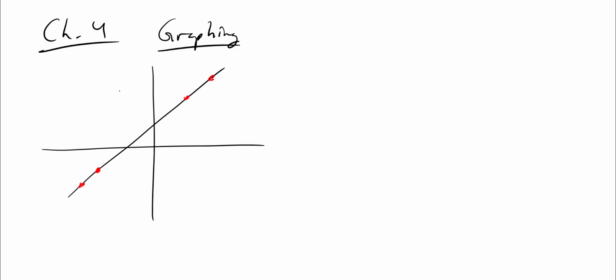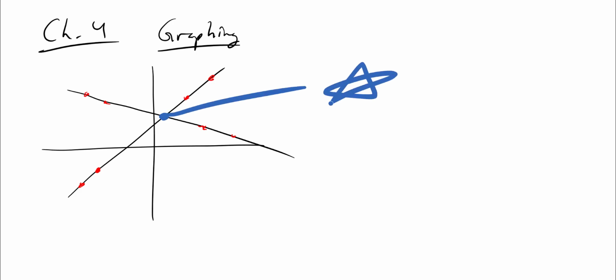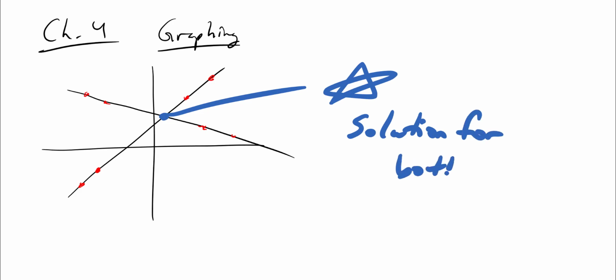Well, if I draw another line that crosses it, again, that's got a bunch of solutions as well. But there's only one place where they both have the same solution. And that's what we're going to be looking at. That's going to be our solution for both equations. So you've got to be really careful.